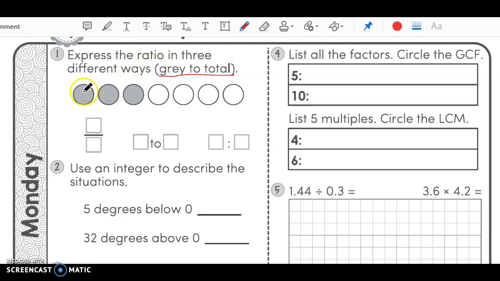All right, well, there are 3 grays and 1, 2, 3, 4. So we know that there are 3 grays and 4 white, and we're talking about the total, which would equal 7. So that would be a fraction. In words, it would be 3 to 7. And with the colon here, this is the most common way we see this. It's 3 to 7.